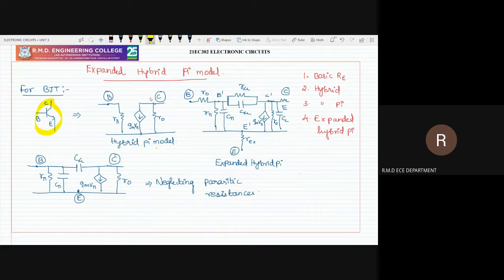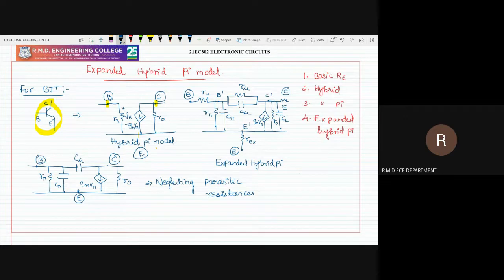And generally, we have drawn the hybrid pi model. Already we discussed your hybrid pi model in the previous videos. So this is the base and this end will be the collector. The emitter is grounded, because in a common emitter the emitter is grounded. So from base to emitter, you connect the resistor r pi, and the voltage across it is V pi, and the current flowing is gm times V pi, along with the resistor r naught. This is the normal hybrid pi model.